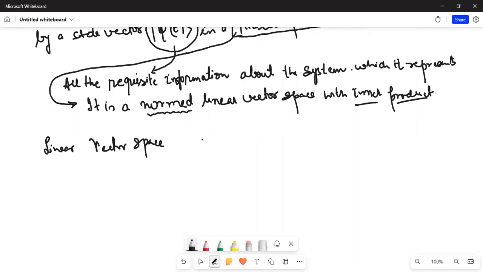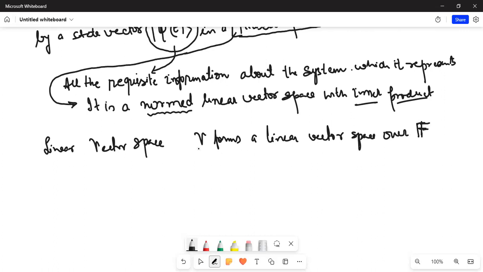For example, if I say that a set V forms a linear vector space over a field F, what is a field? A field is another algebraic structure which satisfies certain properties.